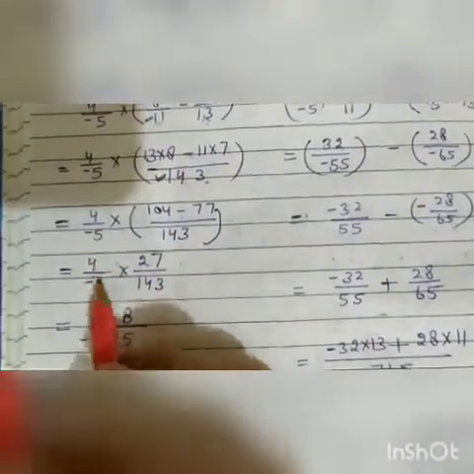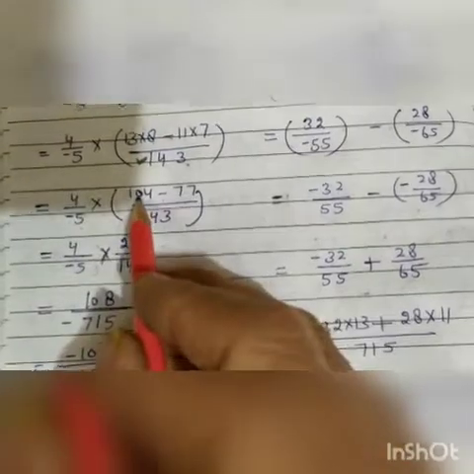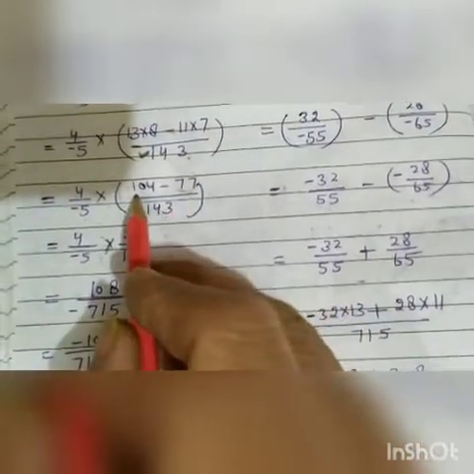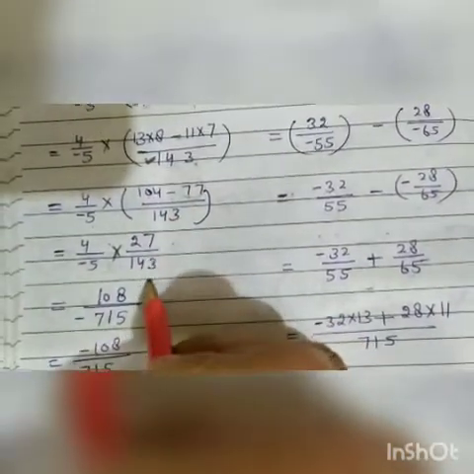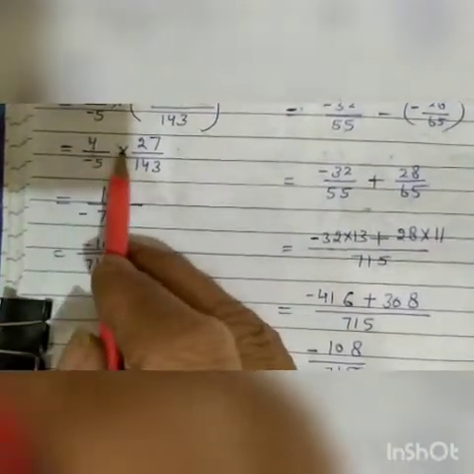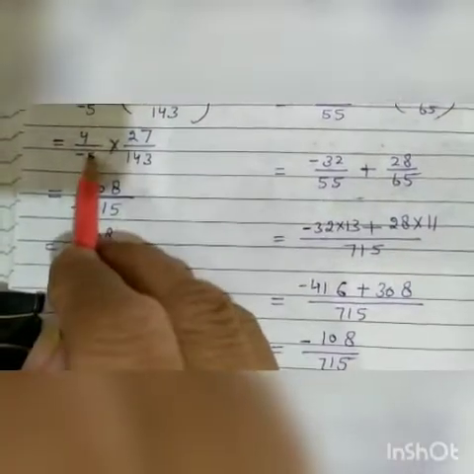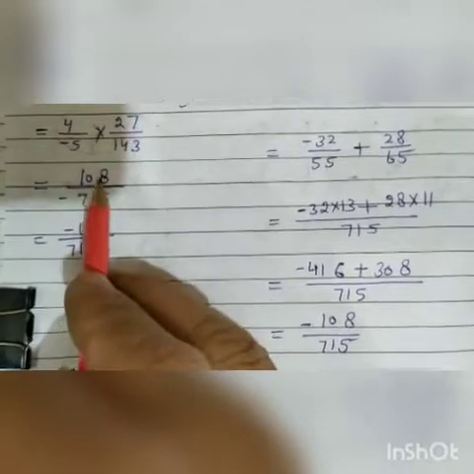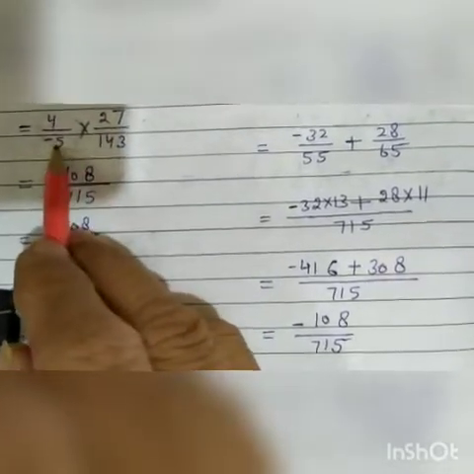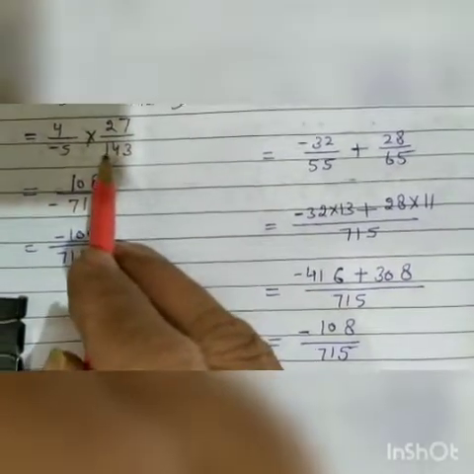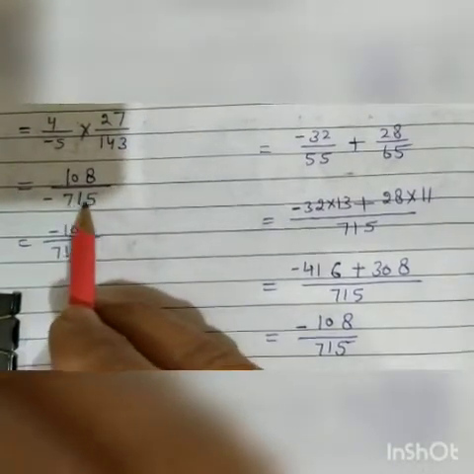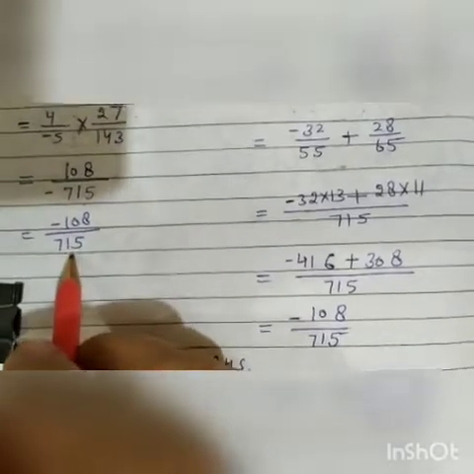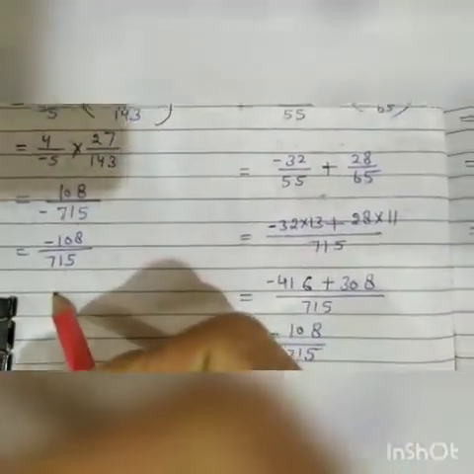Now this 4 upon minus 5 multiply 104 minus 77. When we subtract this 77 from 104, we get 27. Then 4 into, here no simplification is possible, so we will multiply. When we multiply this 4 and 27, we get 108, and when we multiply this minus 5 into 143, we get minus 715. So we can write this minus 108 upon 715. This is left hand side.